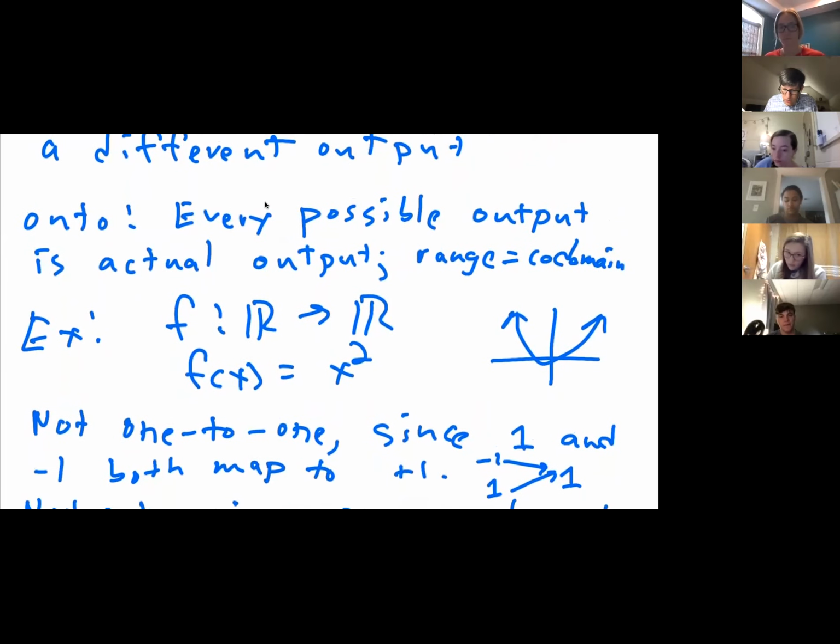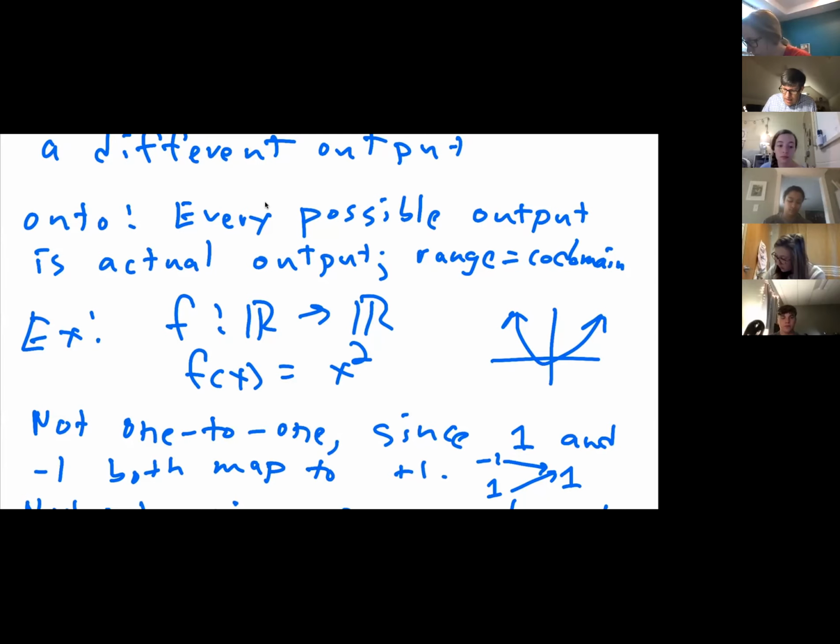This function is not one-to-one because not every input goes to a different output. In particular, -1 and 1, when I square both of those things, they're both sent to the number +1, right? So I've got -1 and 1 both colliding at the same output. Does that make sense? So this function is not one-to-one. It doesn't pass the horizontal line test.